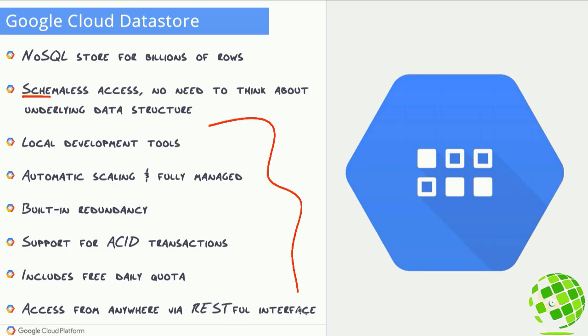It also comes with a lot of really great features built right in. Local development tools, automatic scaling up to literally billions of objects, support for transactions, and as with most things in Google's cloud, it has a RESTful API, so we can hit it from virtually anywhere.